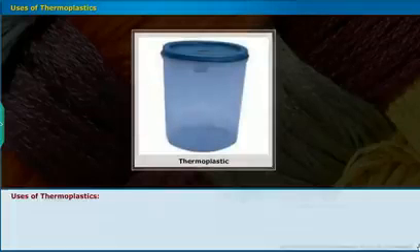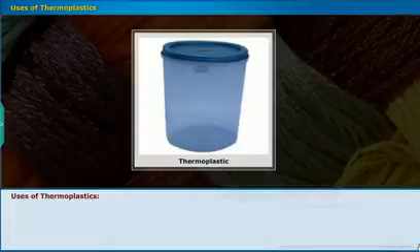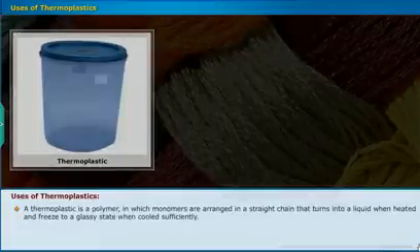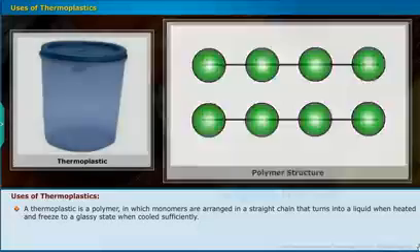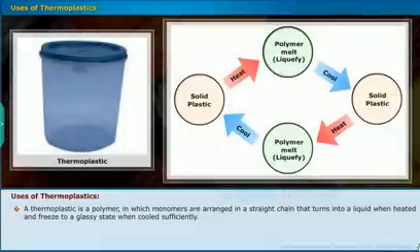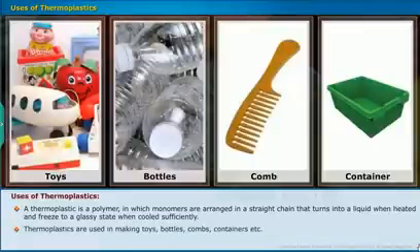Now, we will study the uses of thermoplastics. A thermoplastic is a polymer in which monomers are arranged in a straight chain that turns into a liquid when heated and freezes to a glassy state when cooled sufficiently. Thermoplastics are used in making toys, bottles, combs, containers, etc.